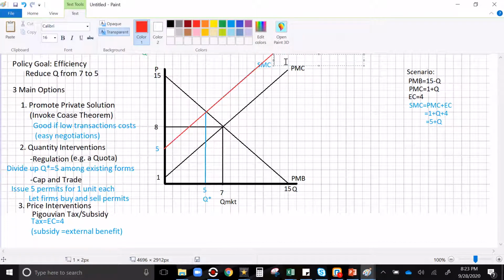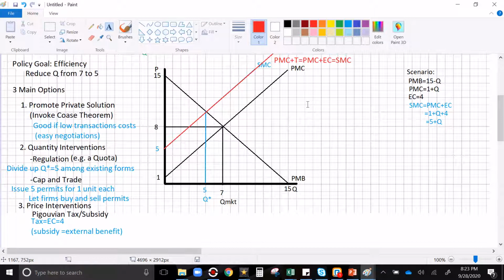This curve is private marginal cost plus the tax, which, if we set the tax equal to the external cost, is private marginal cost plus external cost, which is the social marginal cost. By setting the tax equal to the external cost, we force the firm to internalize the externality. It makes it so that they operate on this red line, this private marginal cost plus the tax line, which if we set our tax well, will equal the social marginal cost at the social optimum.